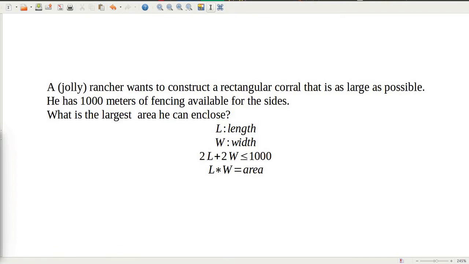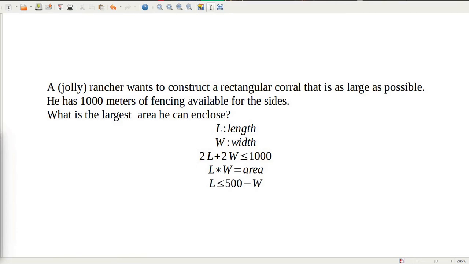Now we have to find the optimal length and width for the corral. We can do this by creating a graph, but we have 3 variables and cannot graph it on a 2-dimensional graph. To fix this, we can solve for either L or W. In this case, I will solve for L. We can subtract 2W from the first equation and divide everything by 2. This yields us L is less than or equal to 500 minus W.